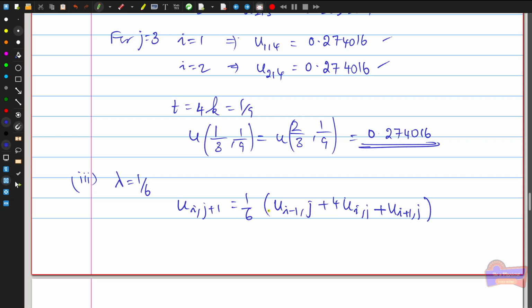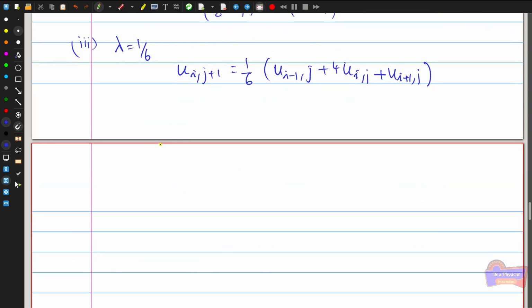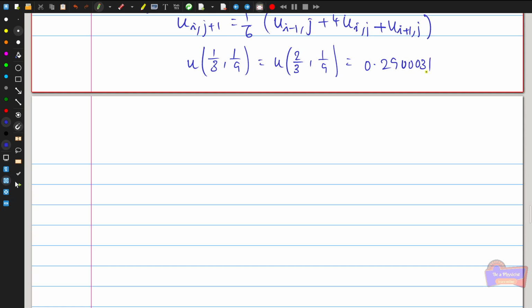Suppose you substitute the values for each and every case like the previous values, the final value can be written as u of 1 by 3 comma 1 by 9, which is equal to u of 2 by 3 comma 1 by 9, which is 0.29000031. So this is the value for lambda equal to 1 by 6. Okay. So we have the values for all three lambda values: lambda equal to 1 by 2, 1 by 4 as well as 1 by 6.